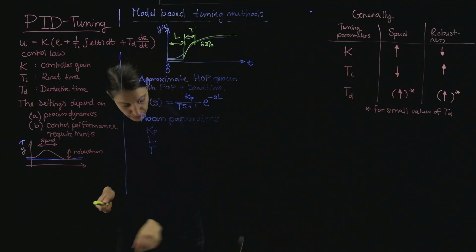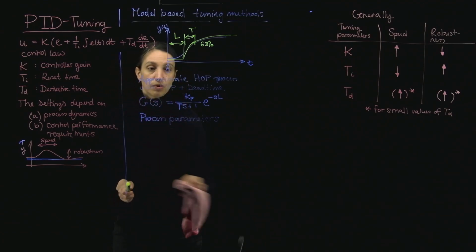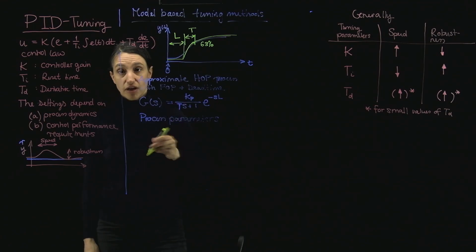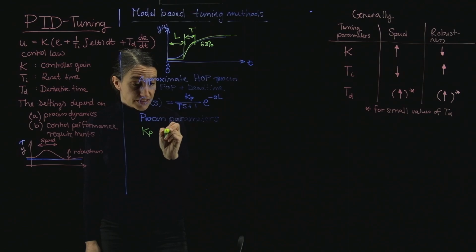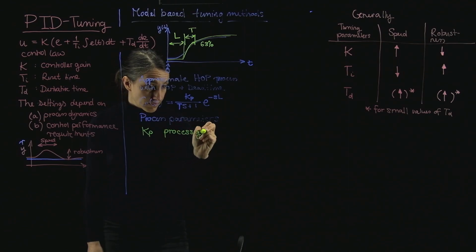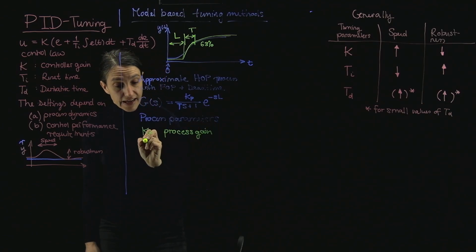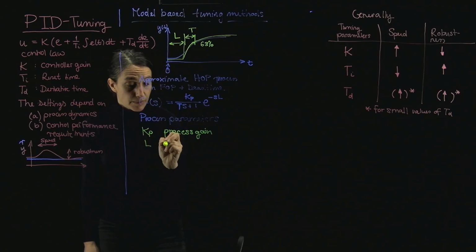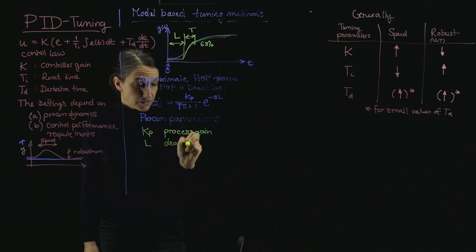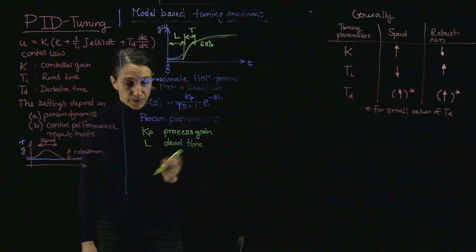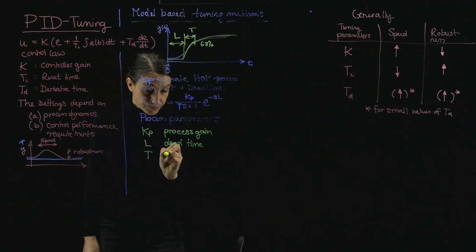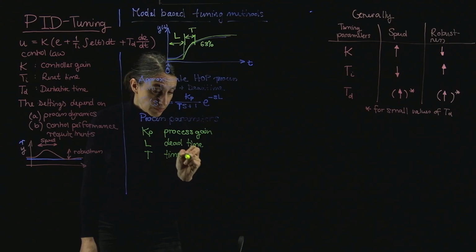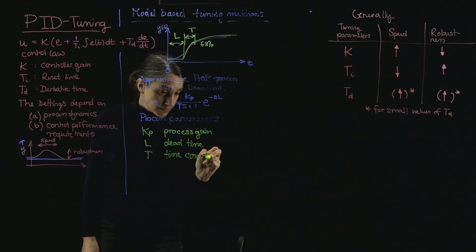And I should write this in yellow because this is actually my yellow process model. The response is actually a higher order process, but my process model is yellow, and it has the process gain. It has the dead time L. So this is the time when nothing happens. I have to wait for a bit. And we have a time constant T, the time constant of the first order process.